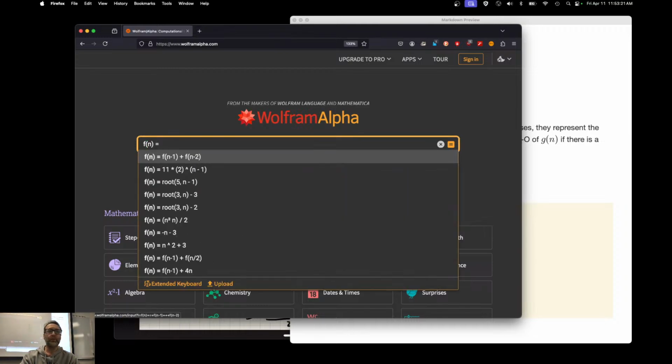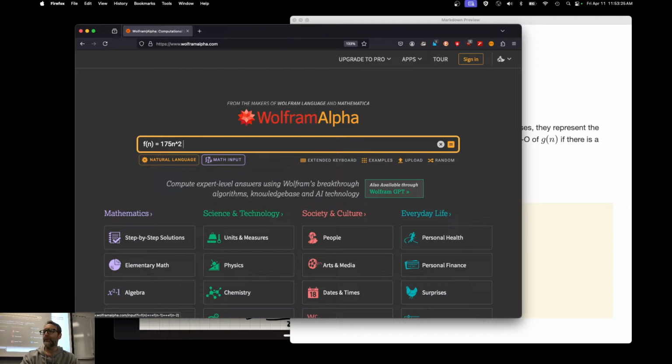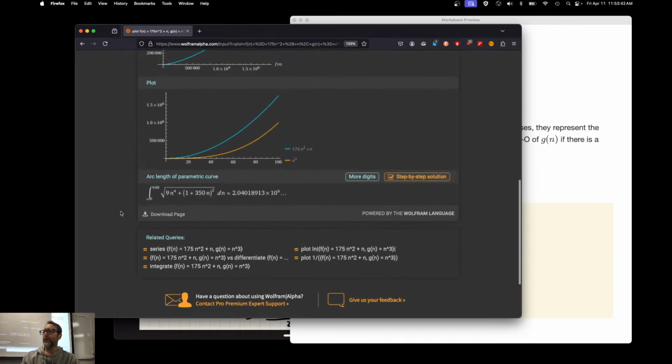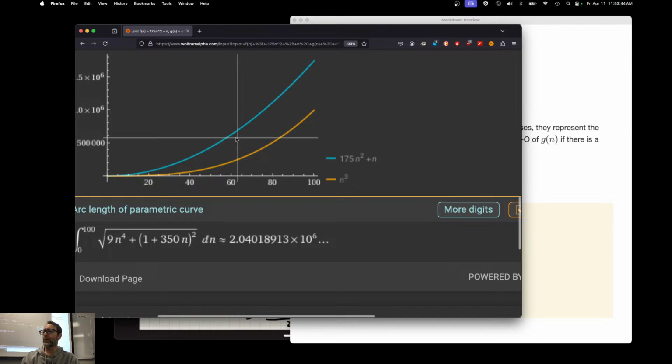Now to understand this, let me look at an actual example. f of n, we're going to graph it visually: 175 n squared plus n. And g of n is going to be n cubed, for n running from 0 up to, say, 100. Please plot these. So in Wolfram Alpha, I'm asking it to plot these 2 functions. And there it is. I can zoom in. There we go.